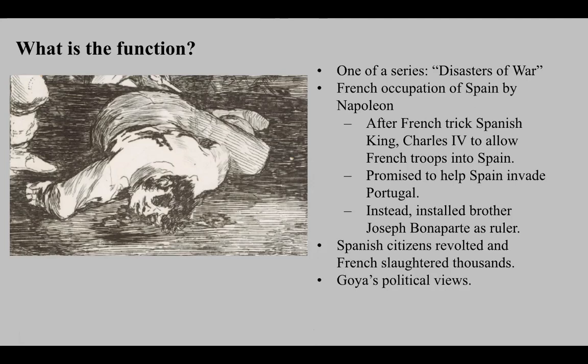Now, one of the things to note is that this was not necessarily a contemporary print series. He made them during the revolt and slightly after the revolt, but he didn't necessarily show them until decades after. And one of the reasons is that he feared for his life. He could have been killed himself, and so it wasn't shown until much later.